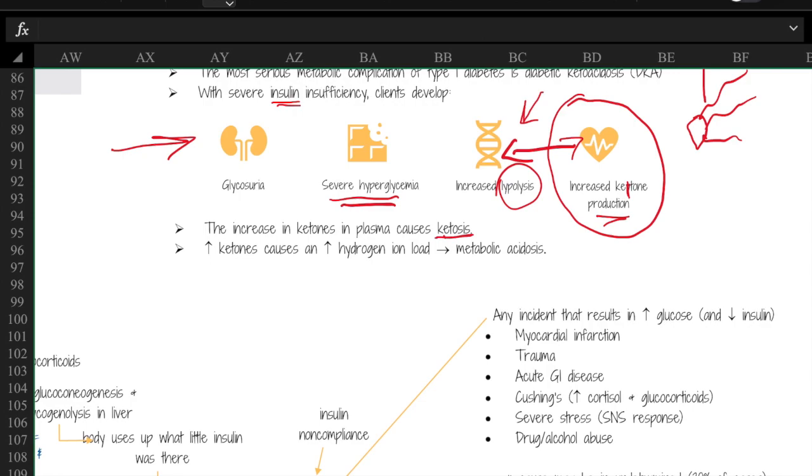And then this is the part where we can connect it to some of the other things we've learned about, for example, acid-base balance, in that an increase in ketones will also cause an increase in the hydrogen ion load. And if you remember from the videos on acid-base, it's the hydrogen ion that's responsible for increasing the acidity in our pH. So if we have an increase in hydrogen ions, we're going to have an increase in acid to the point where, in this case, we develop metabolic acidosis.